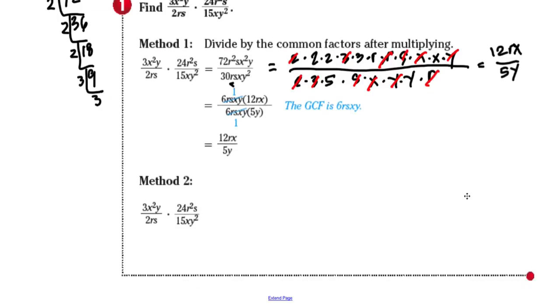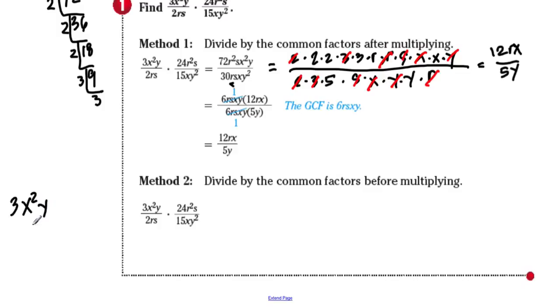So that's method 1. Method 2 is to divide the common factors before multiplying. So we want to divide the common factors before multiplying, so we start cross-canceling right now. If you notice, 3 goes into 15, 2 goes into 24. Let me rewrite this. So you have 3x squared y, 2rs multiplied by 24r squared s all over 15xy squared.